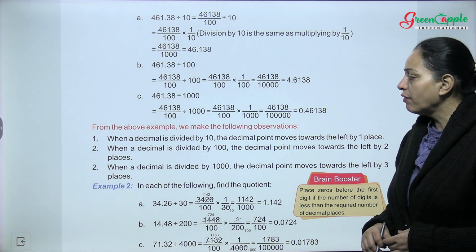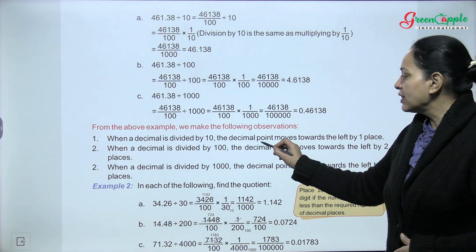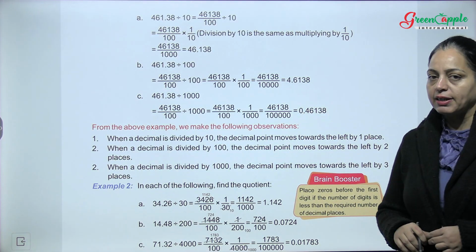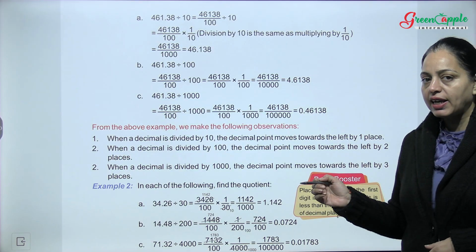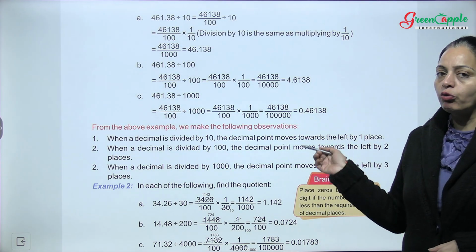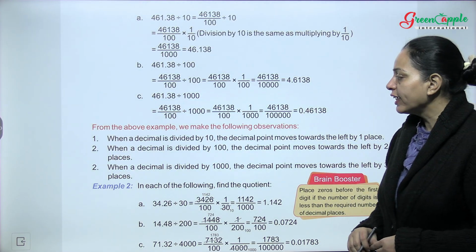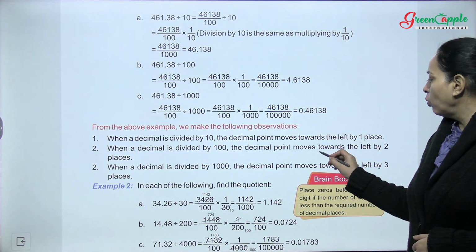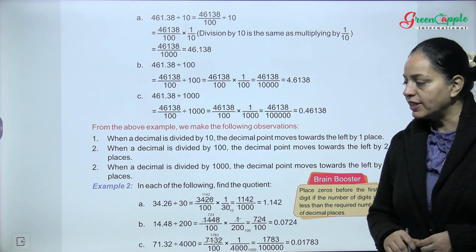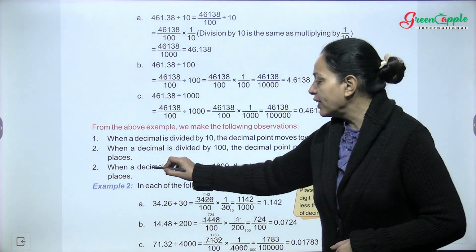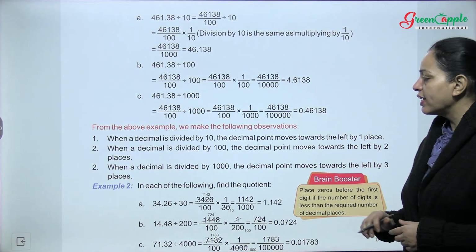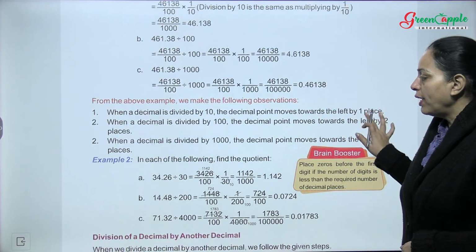When a decimal is divided by 10, the decimal point moves towards the left by 1 place. In multiplication we go towards the right, in division we move towards the left. Now the second, when a decimal is divided by 100, the decimal point moves towards the left by 2 places. And the third, when a decimal is divided by 1000, the decimal point moves towards the left by 3 places.